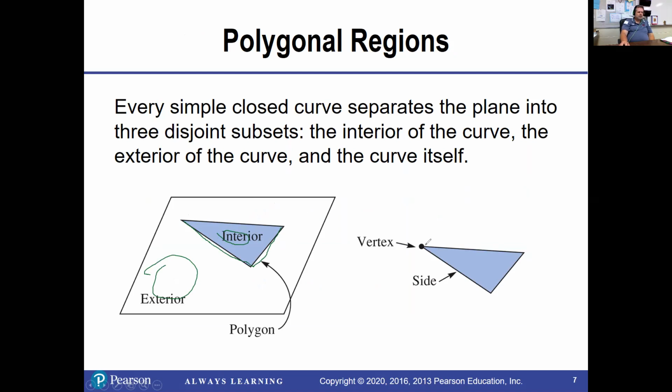All right, so in polygons, you have sides and you have vertices. This too would be a vertex. This too would be a vertex. So I'd have a vertex here and a vertex here. So you have three vertices, one for every corner.